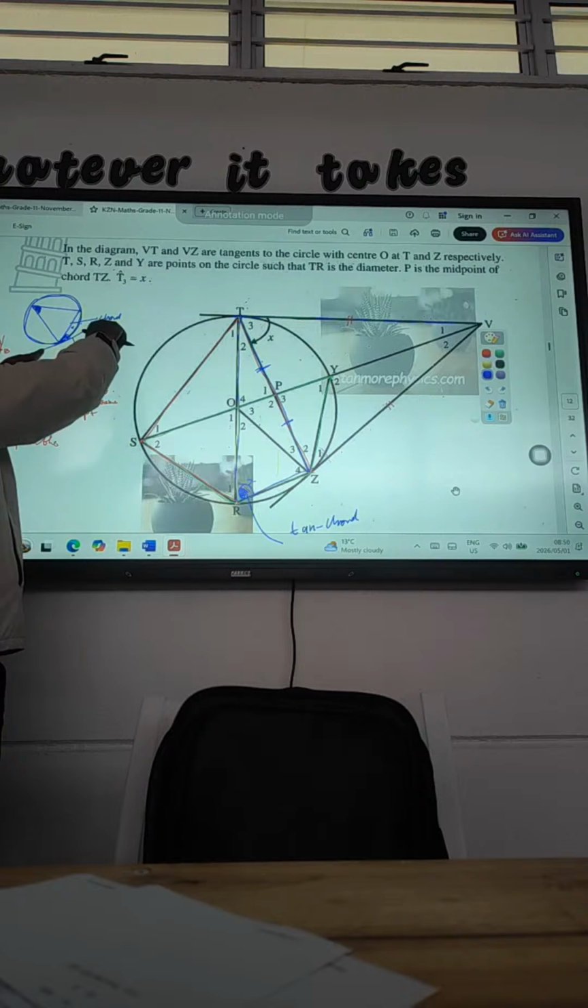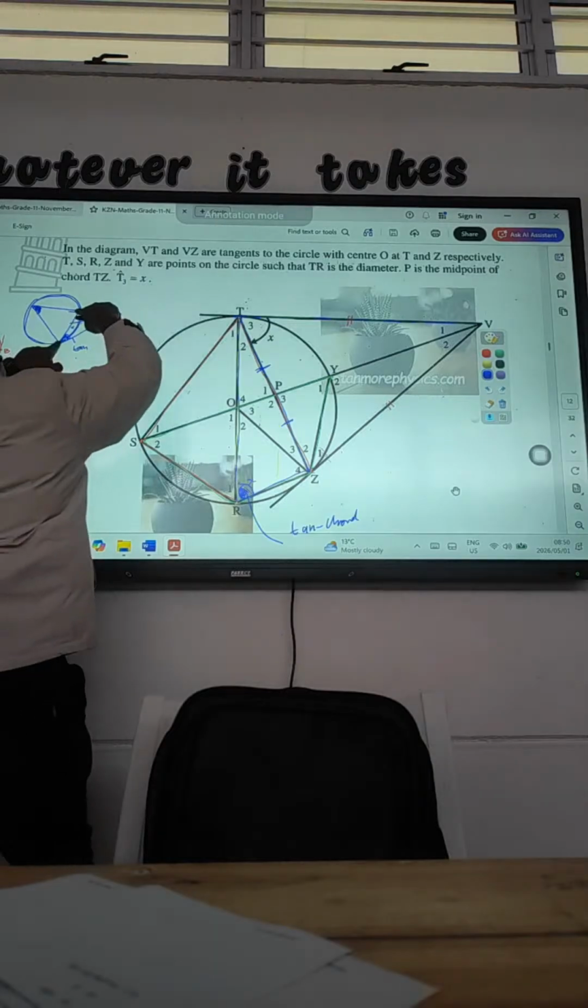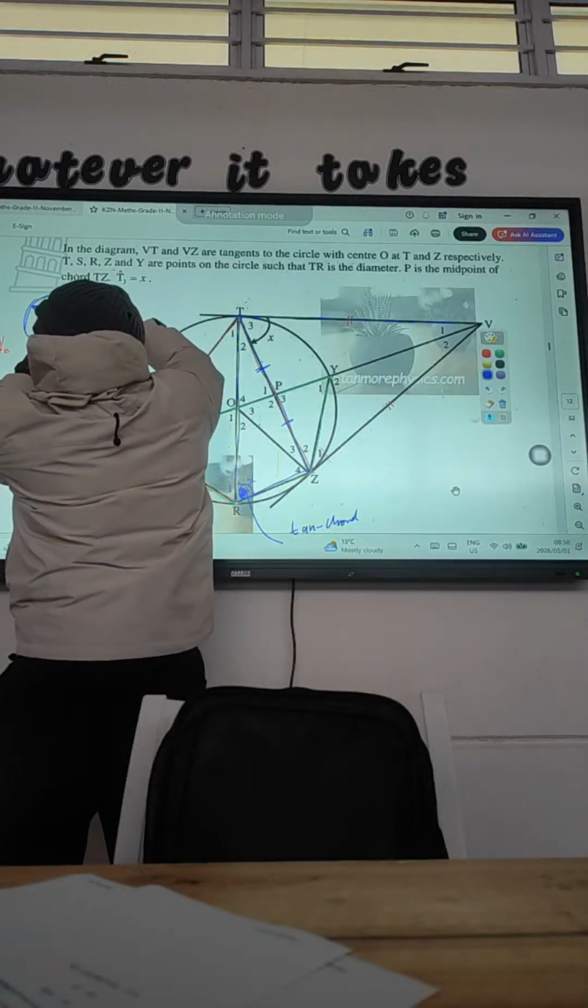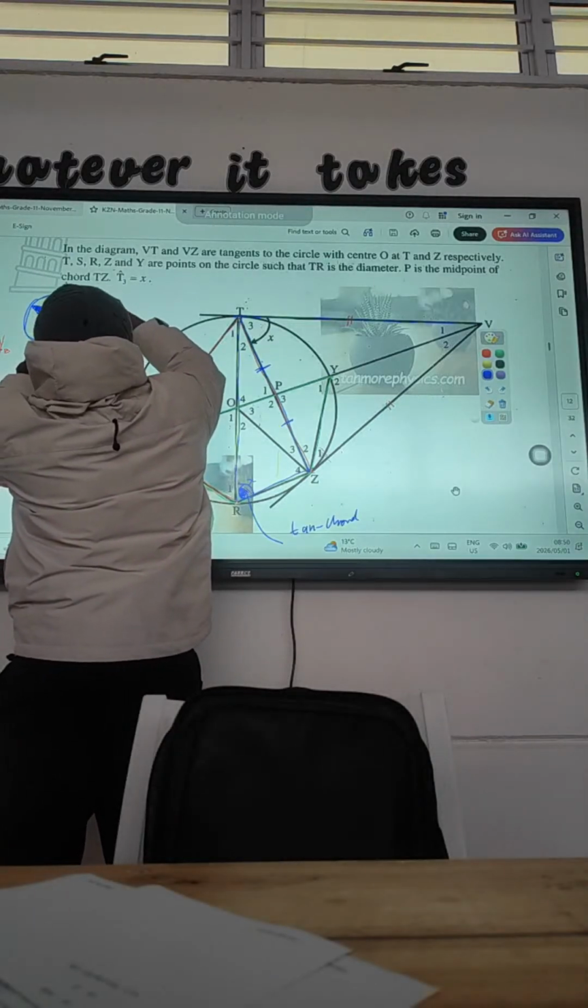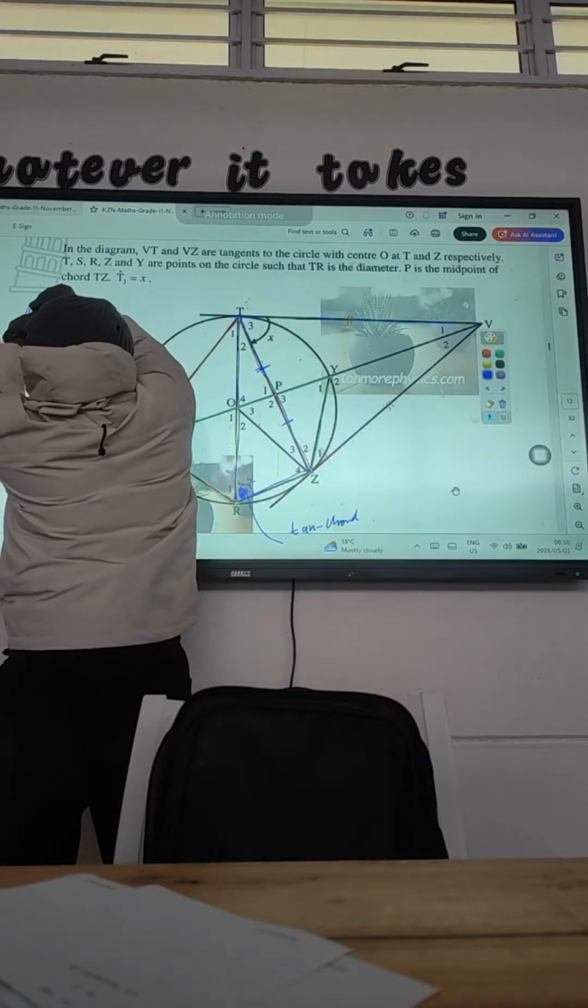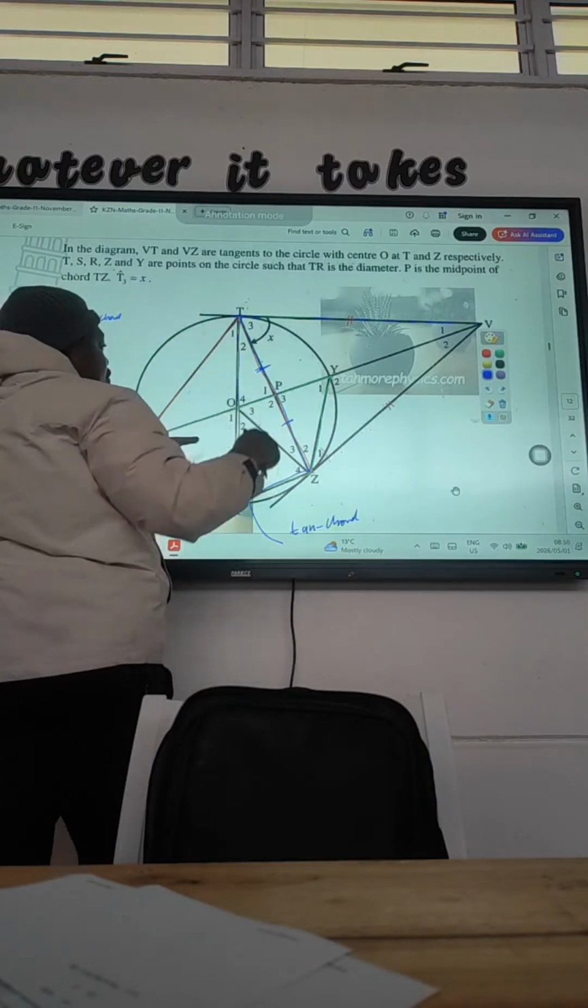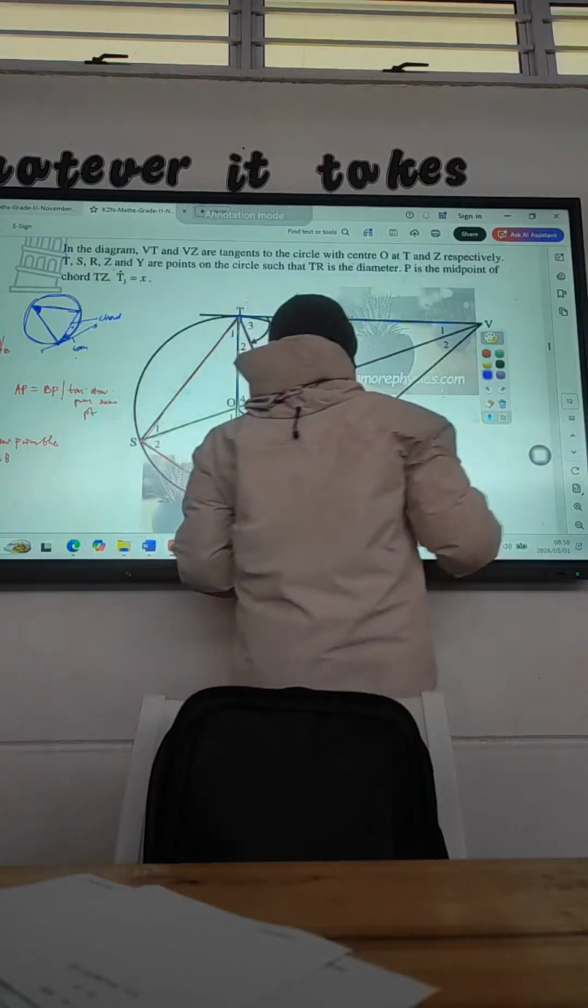You can also put your fingers on the tangent, follow it, and then go to the chord. This makes a chord now. And then your fingers must meet at the circumference. We move to the circumference. Do the same thing for this one.